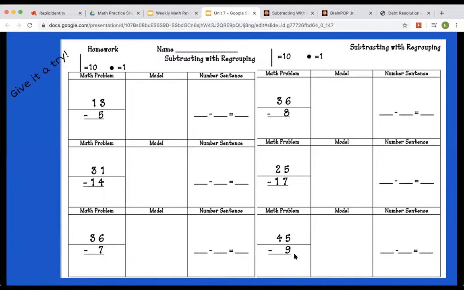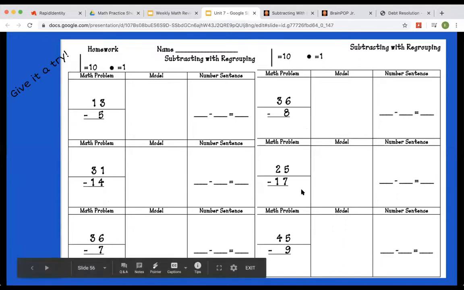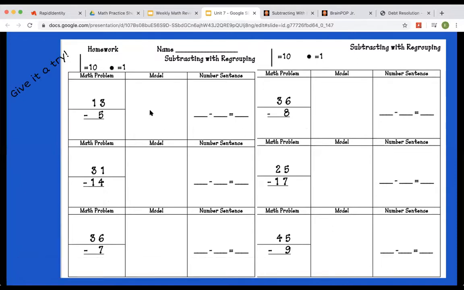Just do your best work, boys and girls, okay? You can do this, okay? So remember, do the model. Check your work. Use your hundreds chart, okay? Use your pictures. There's the math problem. If you need help, don't forget, reach out to your teachers, okay? Or come back and watch the video again.